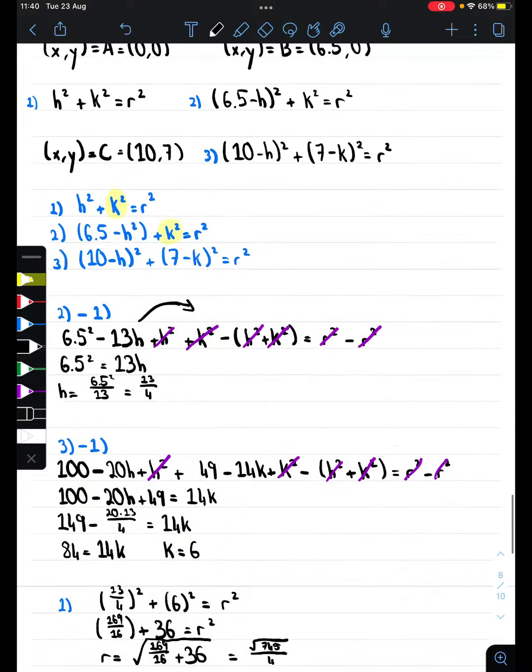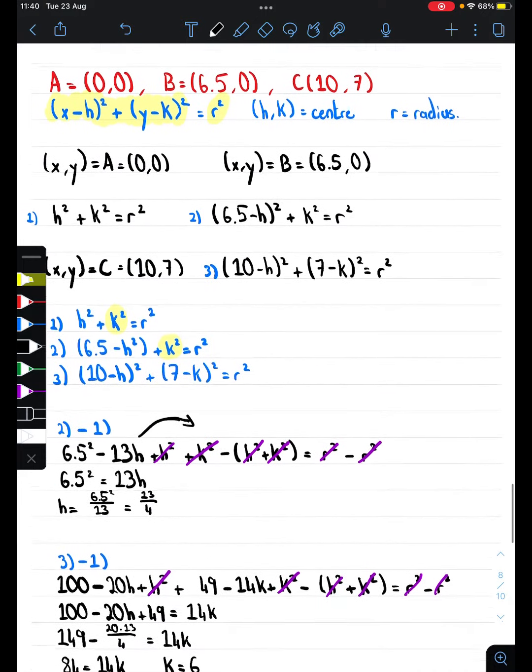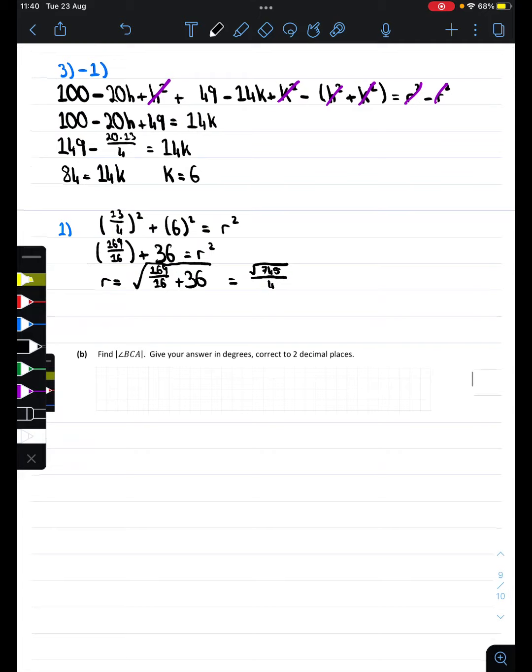Okay, so now we have h, we have k, and we have r, so we can put this into our equation of the circle, and we get the equation of the circle is x minus h, 13 over 4, squared plus y minus k, 6, squared equals r squared. So if we just square this term here, then we should get the square of the numerator, 745, over the square of the denominator, 4 squared, 16. And so that's our equation of the circle.